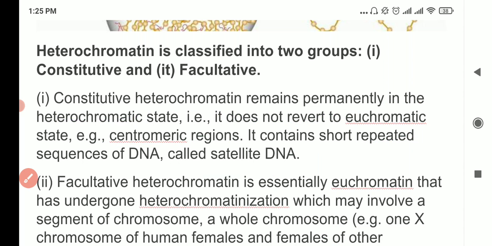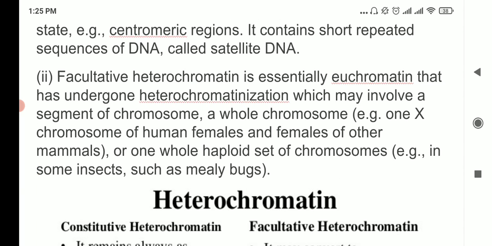Then, looking at the facultative, it is essentially euchromatin that has undergone heterochromatinization. Okay, so just like that old photograph or the old CD or the old cassette, it was useful once in a while, then you got bored of it and you kept it in storage, something like that. So facultative heterochromatin was the normal useful euchromatin and has undergone heterochromatinization, which may involve a segment of a chromosome or a whole chromosome.